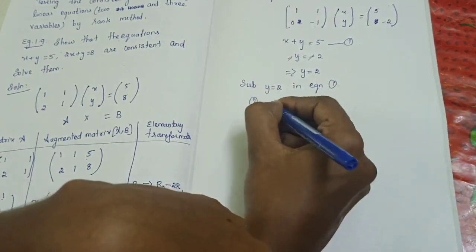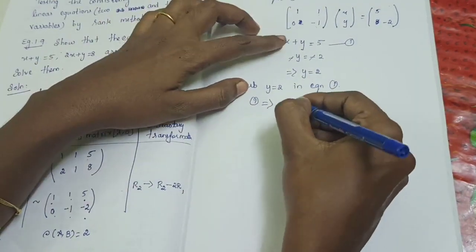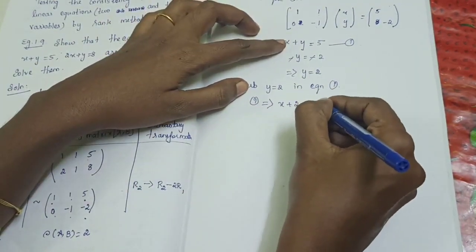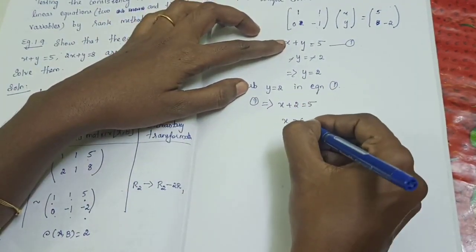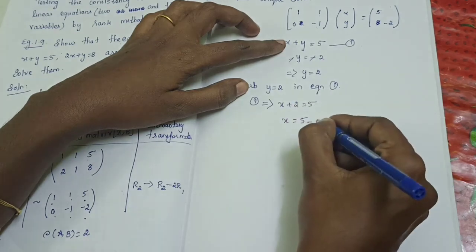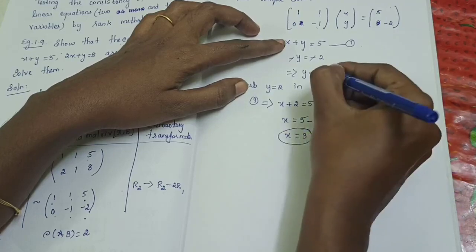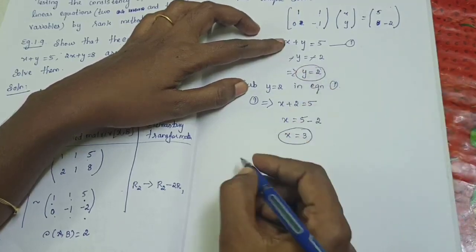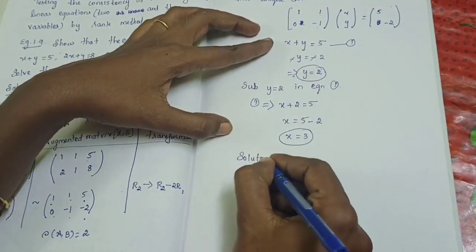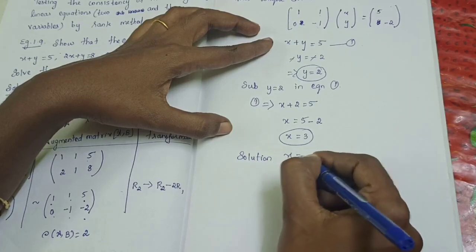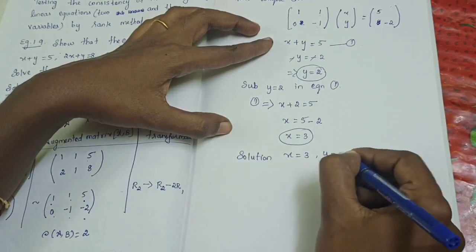Substitute in equation 1, what will happen? X plus 2 is equal to 5. So x is equal to 5, and this 2 will move to the other side. So 5 minus 2. So what's the x value? X is equal to 3. Y equal to 2. What's the solution then? The solution is x is equal to 3 and y equal to 2.